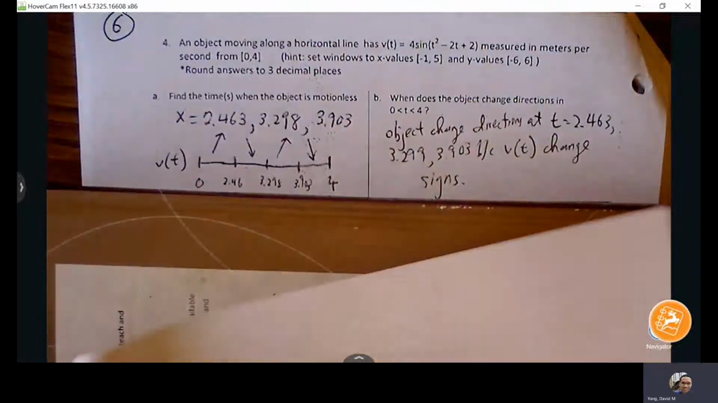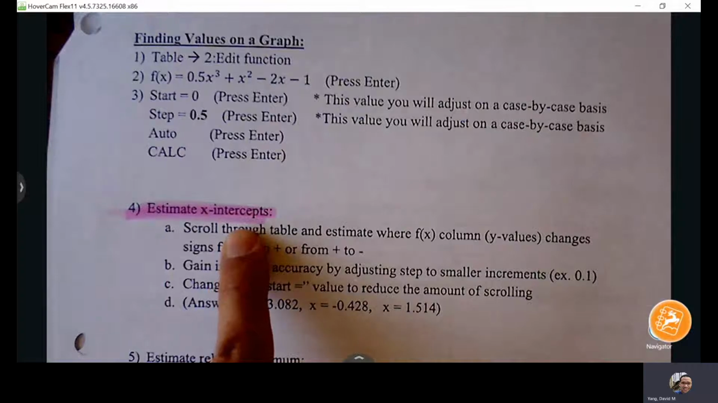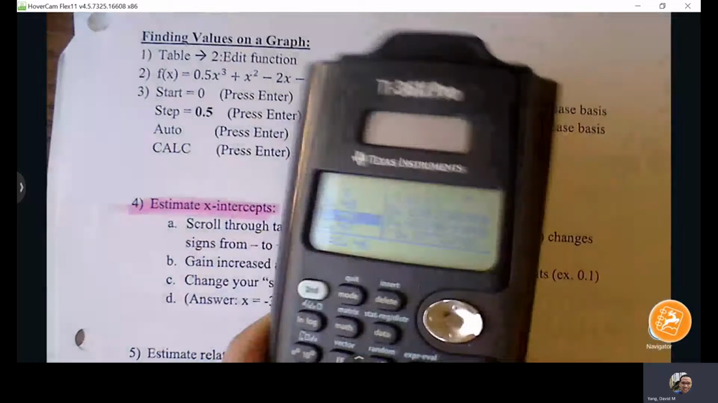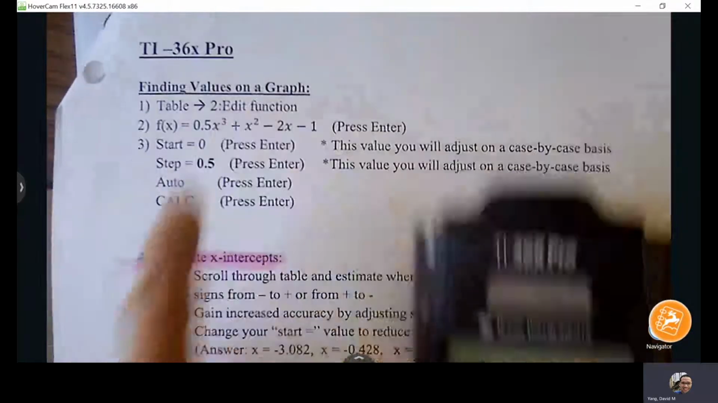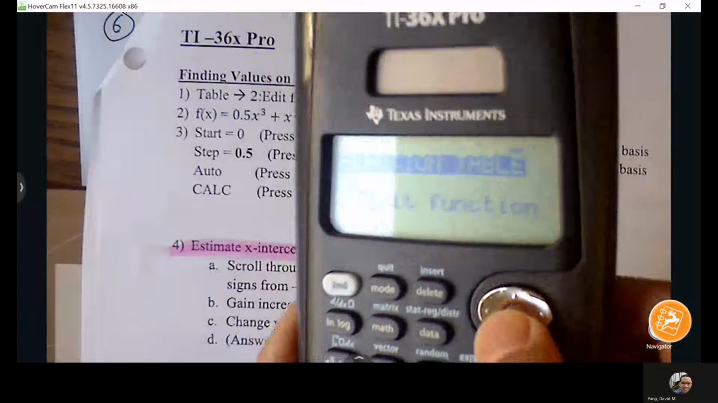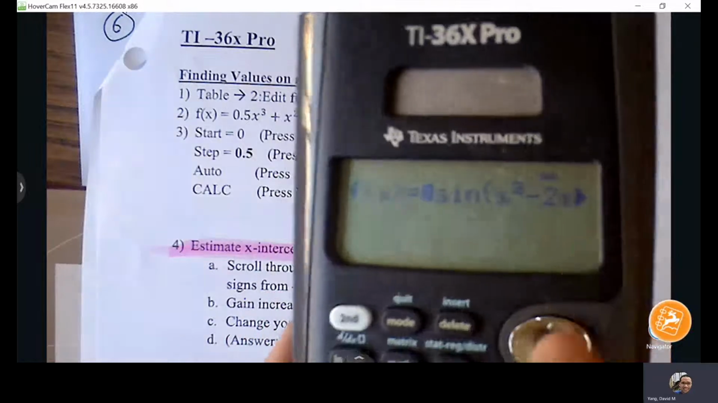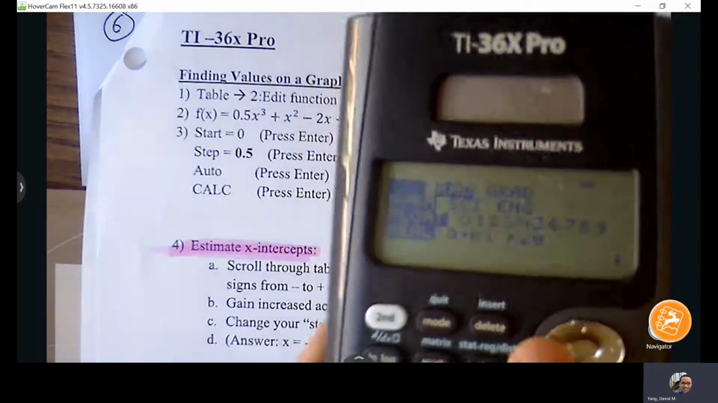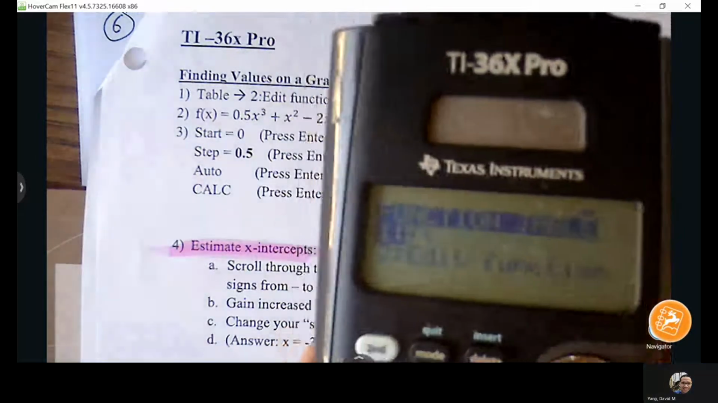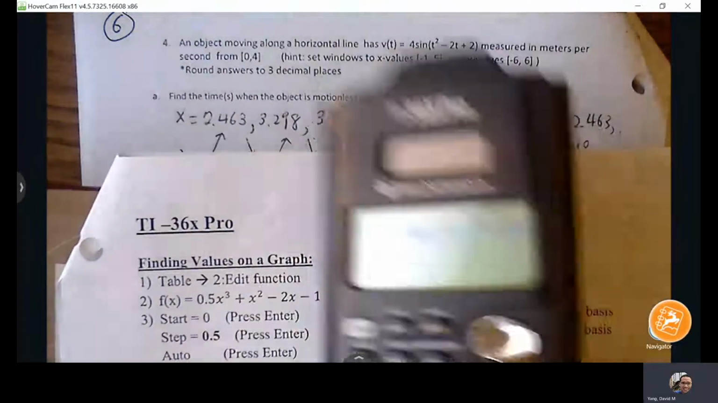So 36 Pro, on your calculator sheet, there is an estimate x-intercept. What you're going to do is enter the function directly into table first. So go to table and edit function. Type in your function. Make sure that you are in radian mode. If you go to mode, double check your radian mode. Type in 4 sine, parentheses, x squared minus 2x plus 2.